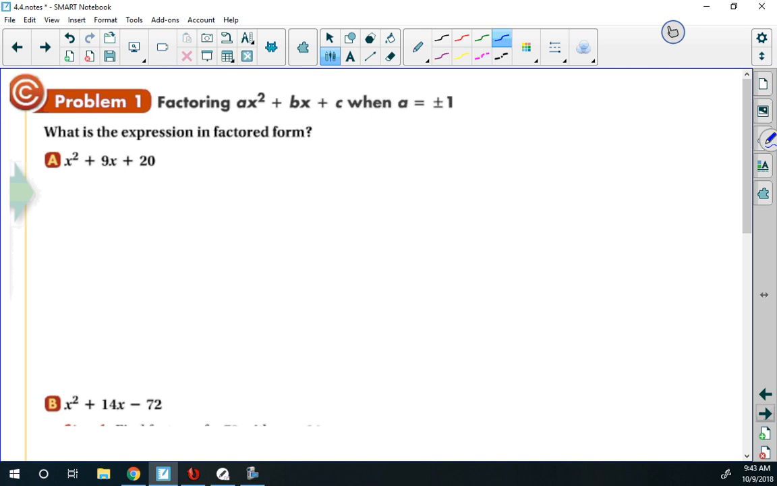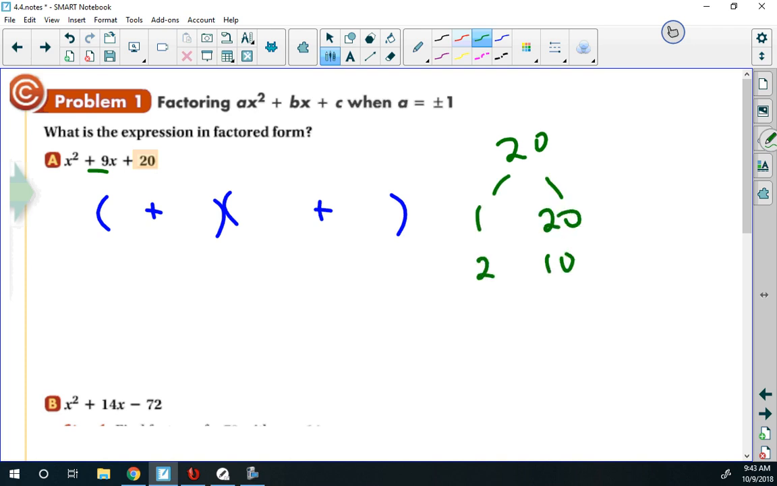So number A, we notice everything's positive, so we're going to set up our two binomials. If everything's positive, what do we know about the signs? They're positive. And what number are we looking at when we factor? We're looking at either the 9 or the 20, or both. We're looking at both, but which one gives us what our factors can be? The 20. That 20 tells us what our factors can be. Which one tells us what they have to add to? The 9. So we're looking for 20's factors, either 1 and 20 or 2 and 10, that add up to 9, and neither of those do, so it doesn't factor. DNF.